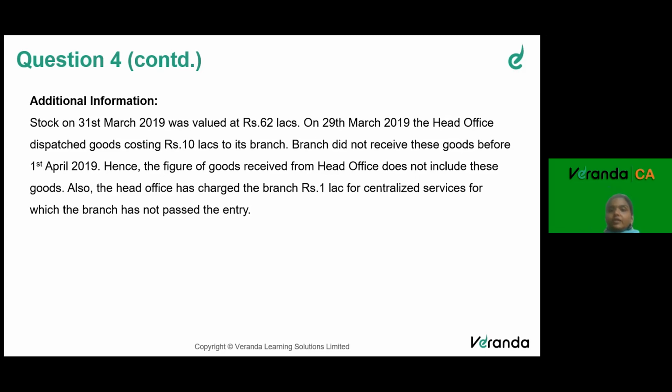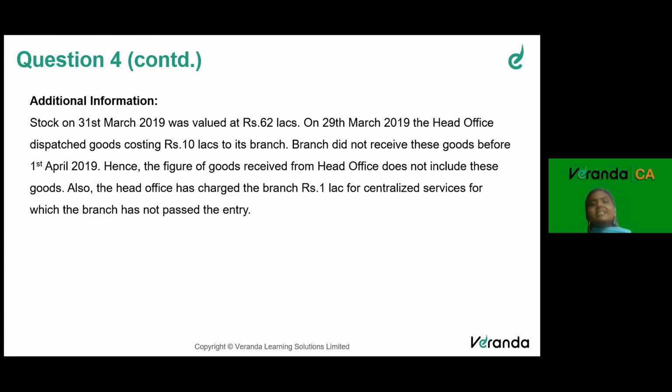Now, that's one. Goods are in transit. The goods received from the head office figure doesn't include these goods. The other item is that 1 lakh has been charged by the head office for centralized services, for which the branch has not passed an entry. So something is not in their books, but should have been. That is goods in transit. And the other is a charge made by the head office for the branch, 1 lakh of expenses, which they did not pass. So you need to rectify these entries, because the trial balance figures don't give effect to these two items.